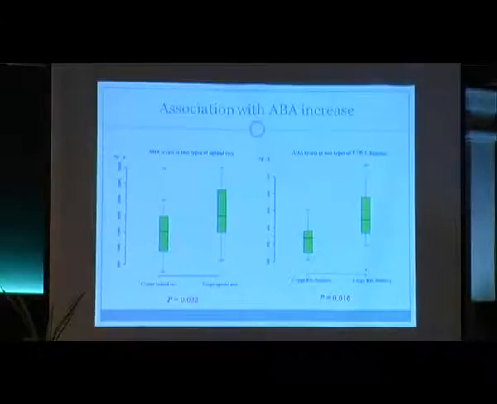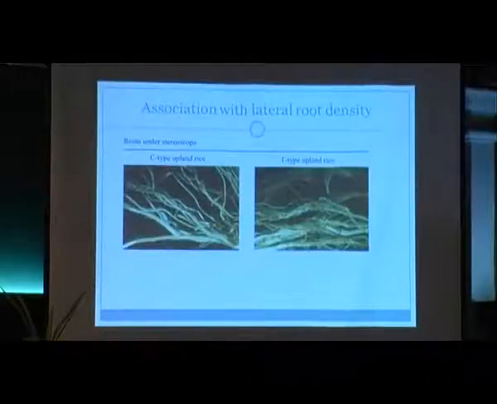And ABA, as we know, is a very famous stress hormone and has been proved by many studies to participate in drought tolerance and drought resistance. And as Professor He told us yesterday, ABA also plays an important role in lateral root branching. We also investigated the phenotype of lateral roots, and we found that the T-type upland rice seems to have better developed lateral roots compared with the C-type upland rice.